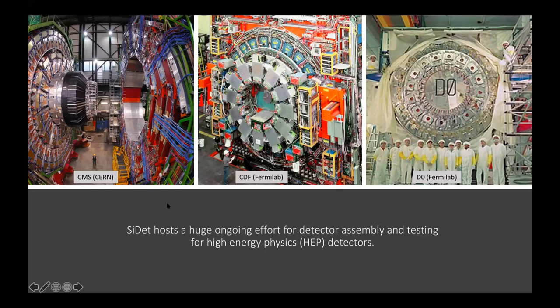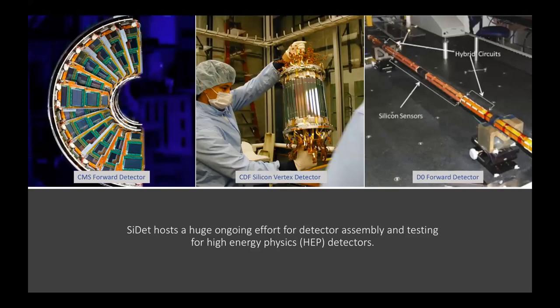Now the premier colliding beam facility in the world is CMS at CERN. But much of SciDET's activities are to build detectors for CERN. So a lot of CMS's instrumentation and silicon detectors are fabricated at SciDET. These are some examples of what the detectors look like that we work on at SciDET for these large detectors. Here for the detector at CERN, we work on the CMS, that's the detector's name, the compact muon solenoid forward detector.